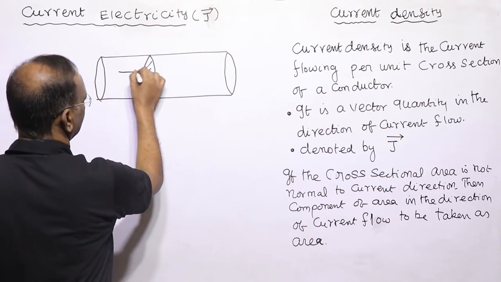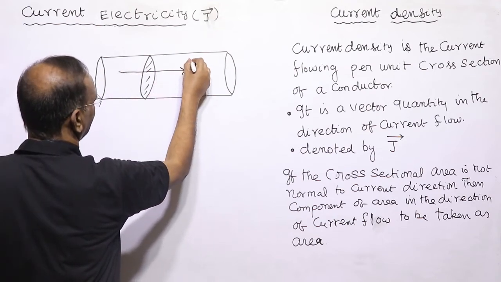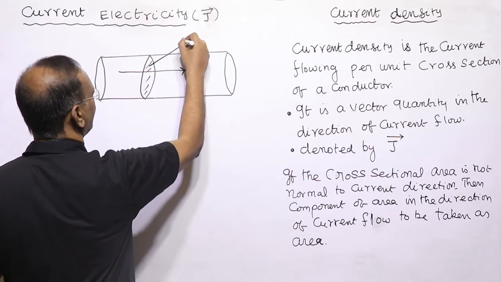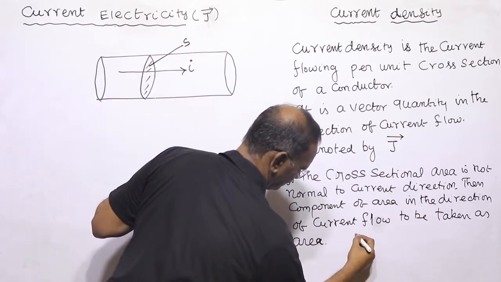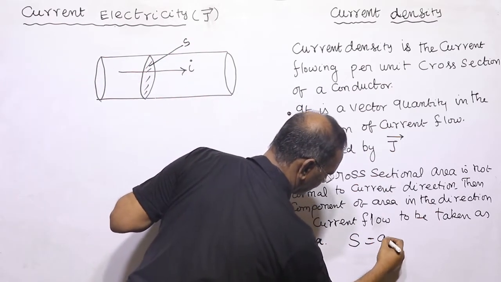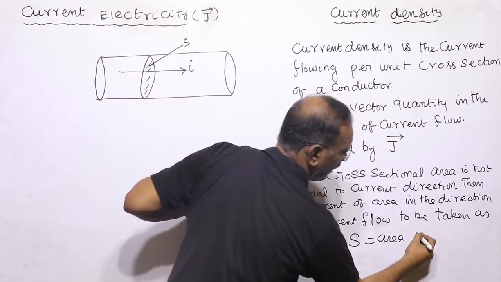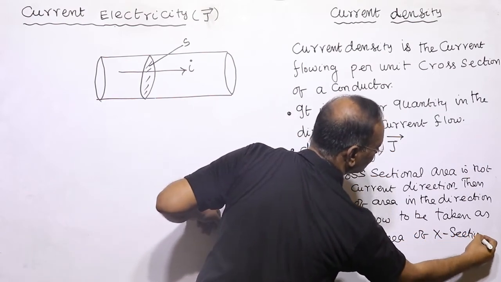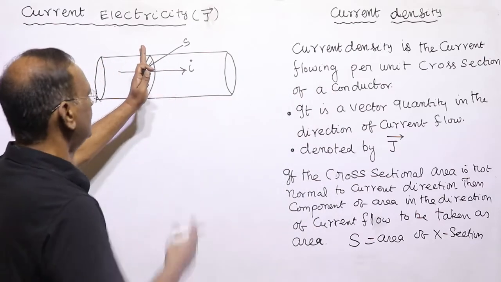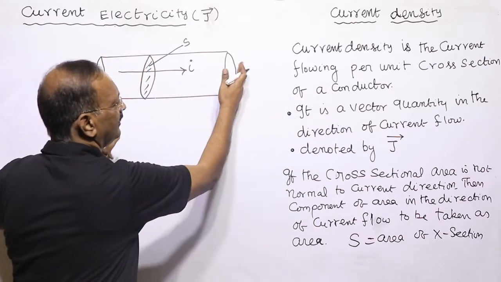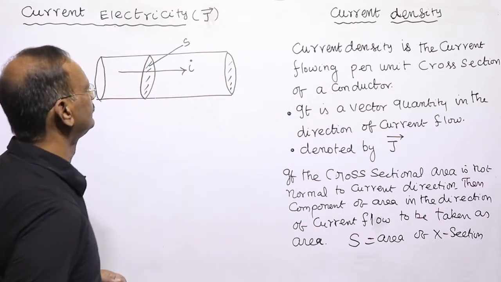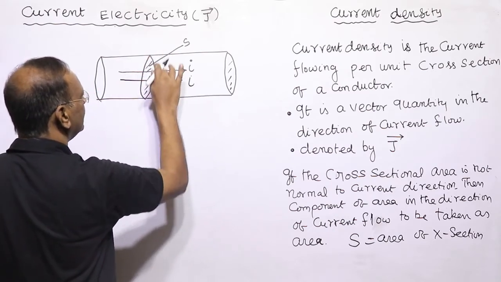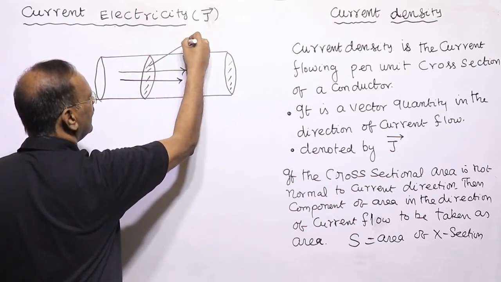Suppose current I is flowing this way, and this is the area S, where S is the area of cross section. Cross section means if you cut this and look at this side, that is the area of cross section. And we ask how much current is flowing through this area of cross section, which has an area of S.